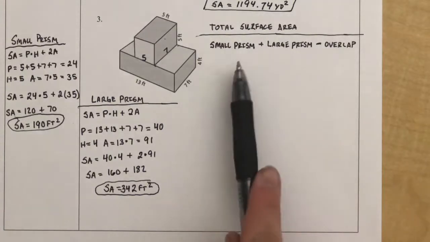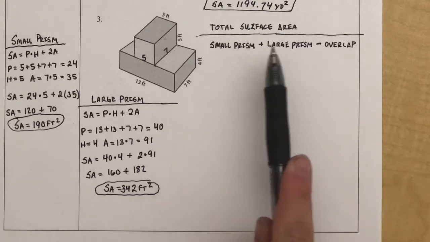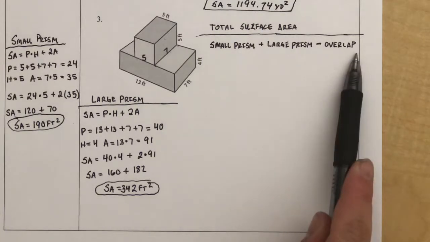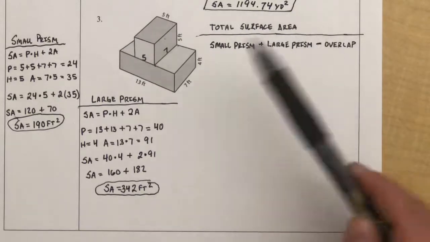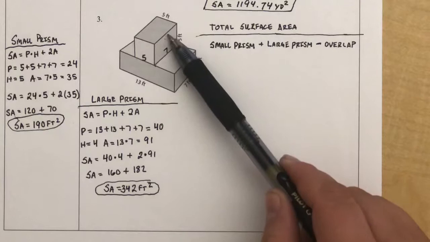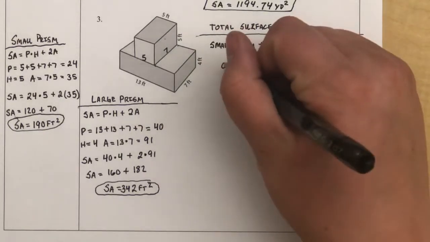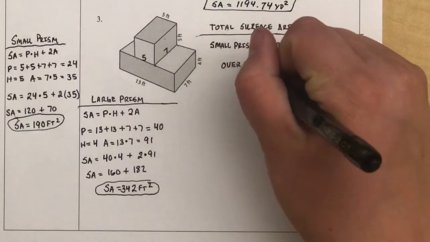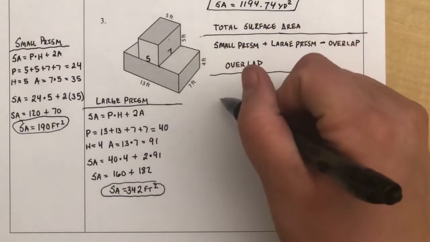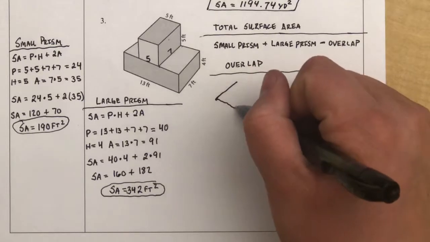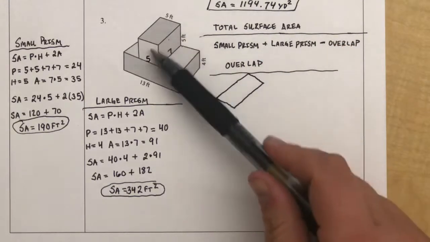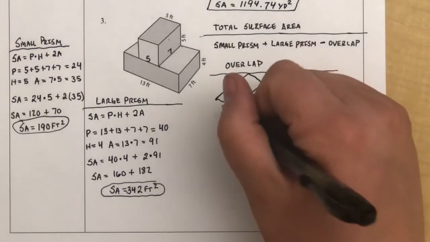So I found the surface area of the small prism. I found the surface area of the large prism. Now I need to find the overlap. Now, like I said before, there's going to be two pieces of overlap. It's going to be the bottom of this prism, so it's going to be that small rectangle. Let's do this. Overlap. It's going to be that small piece that's on the bottom of this prism, which is a 5 by 7.